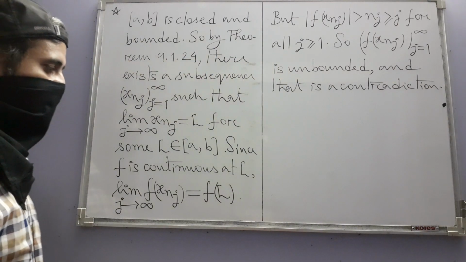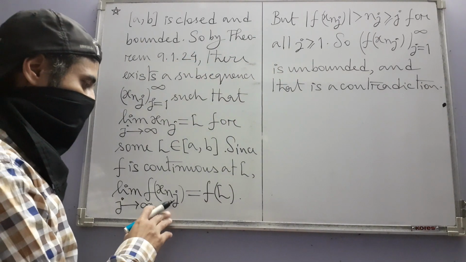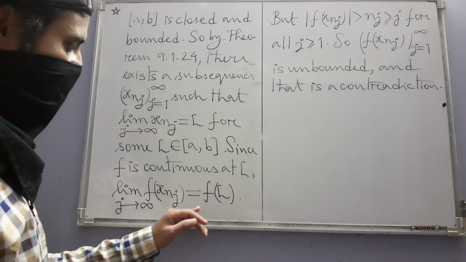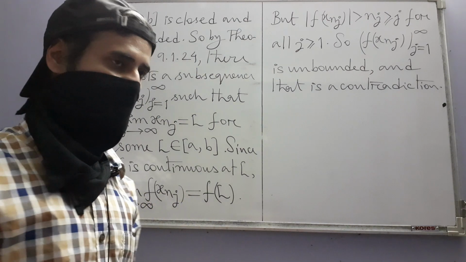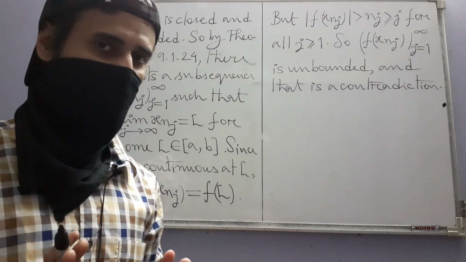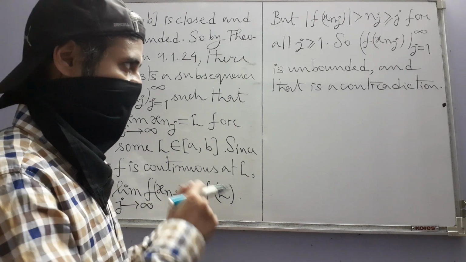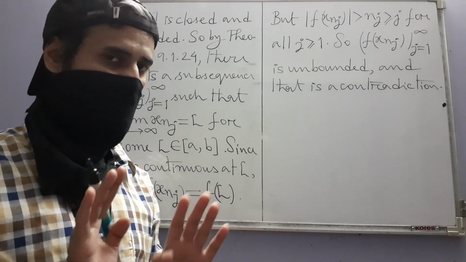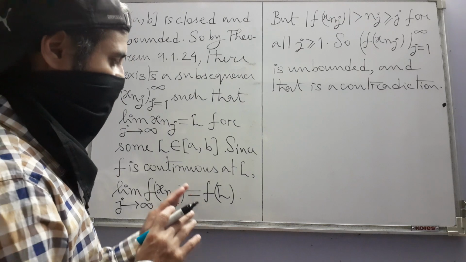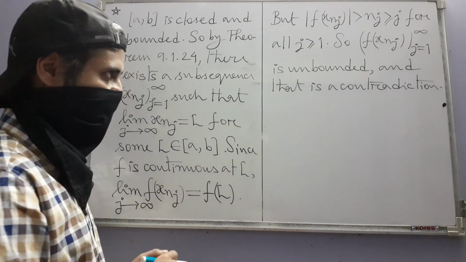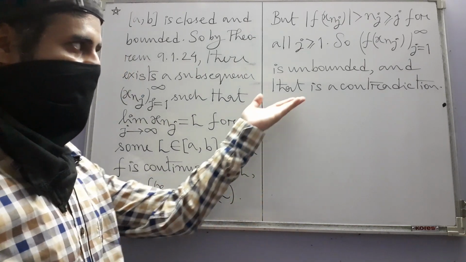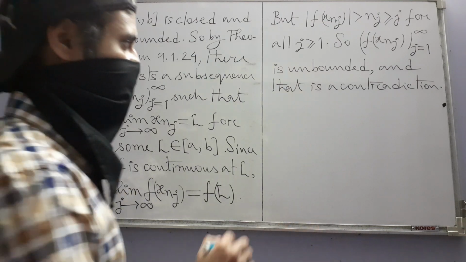Why is it a contradiction? Because if you recall, we proved in the chapter on sequences that every convergent sequence is a bounded sequence. Boundedness is a necessary condition for convergence, not sufficient but necessary. If a sequence is convergent, then it has to be bounded, but that is not happening here.